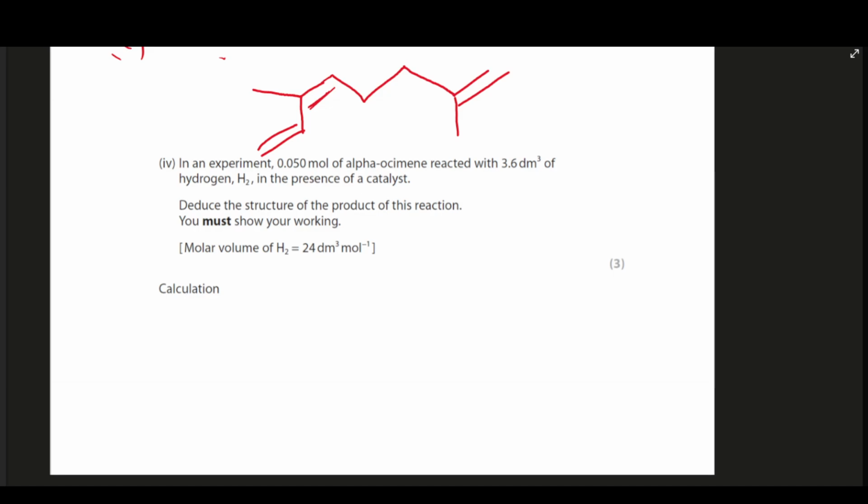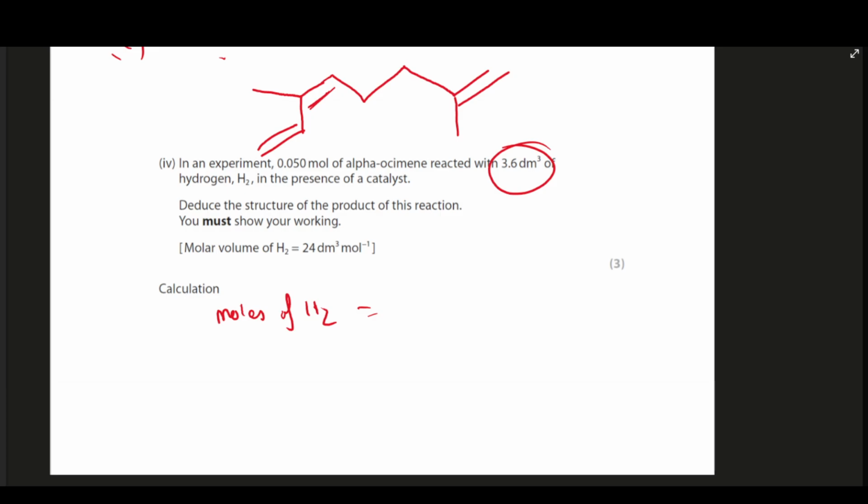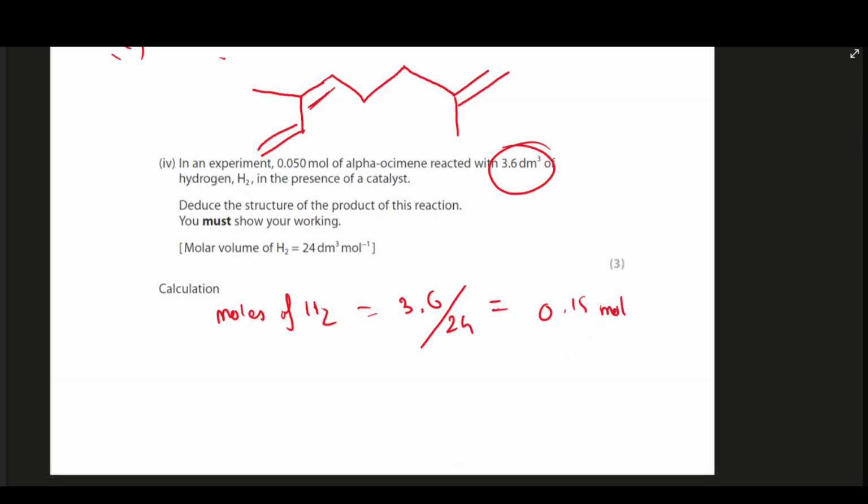All right, let us first calculate the moles of hydrogen. It's pretty simple, right? How do you calculate the moles of hydrogen? We know that 1 mole occupies 24 dm³, so 24 dm³ provides 1 mole. So how much does 3.6 dm³ provide? You basically just divide 3.6 by 24. Eventually you get about 0.15 mole, I believe. Yeah, it's 0.15 mole.